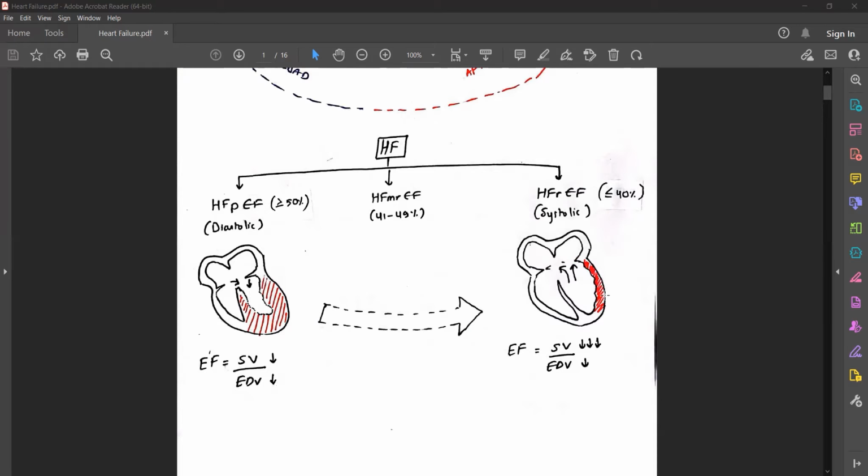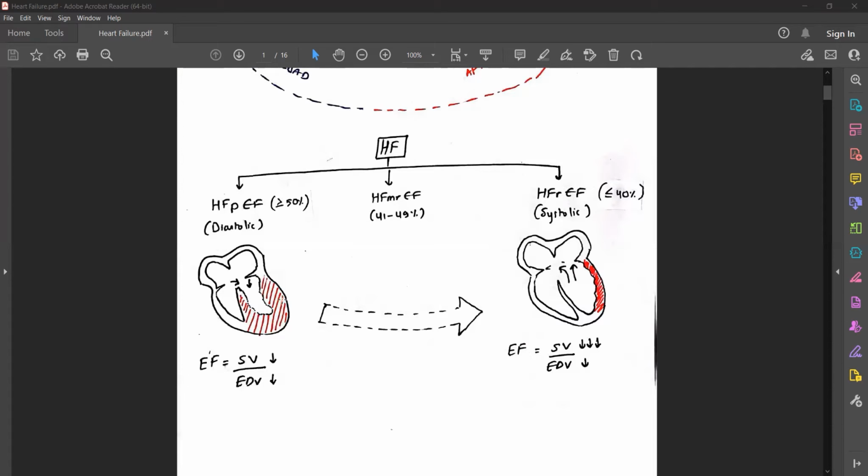Now the heart is not able to pump. There's failure of the pump to push the fluid out of the heart altogether because this wall has been damaged. As a result, the stroke volume goes down way more as compared to the end diastolic volume. So that's why the ejection fraction falls, and we call it HFrEF, that is heart failure with reduced ejection fraction.